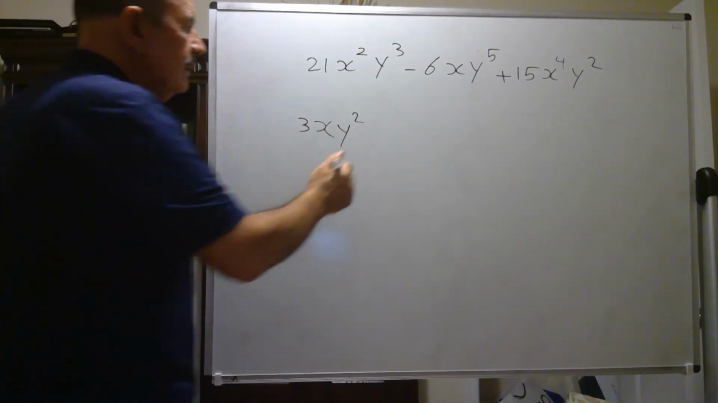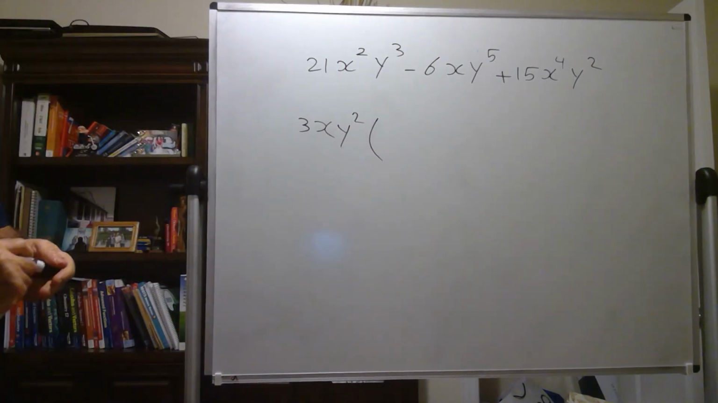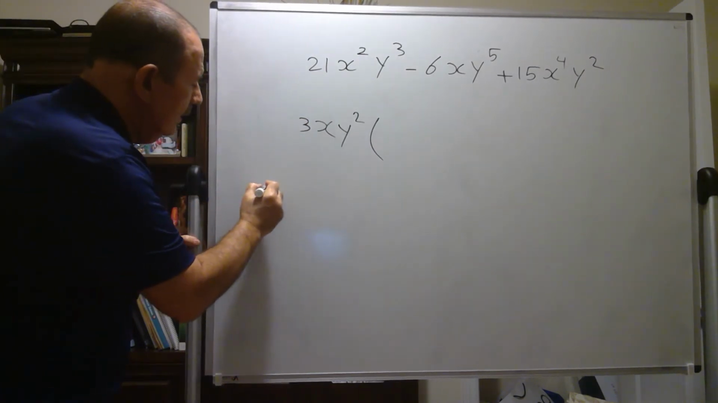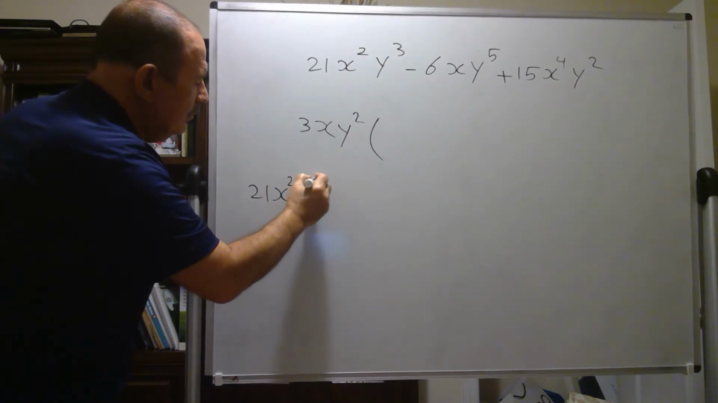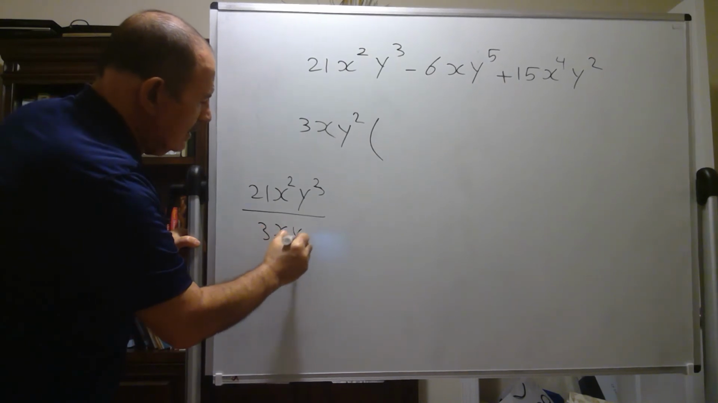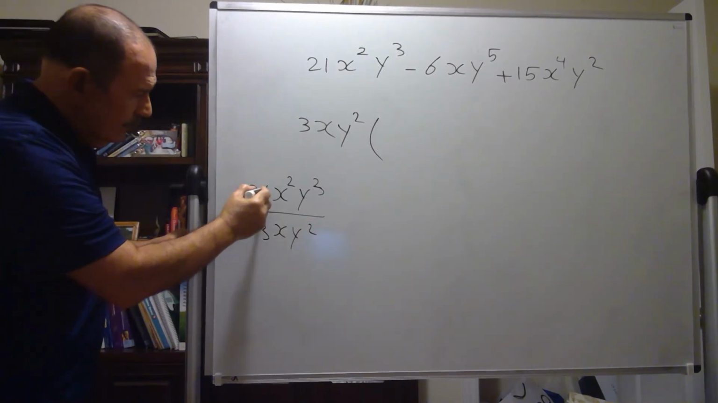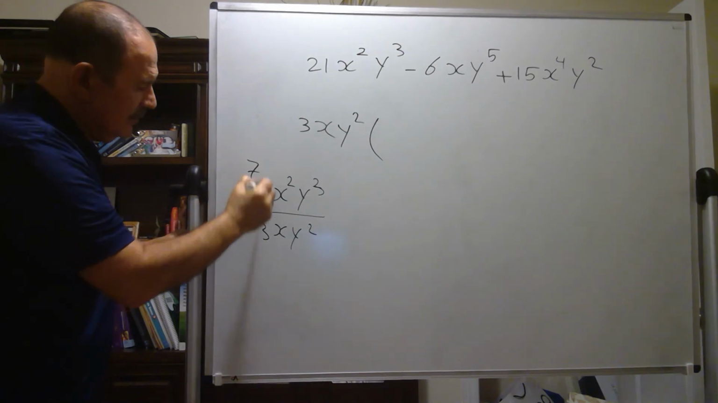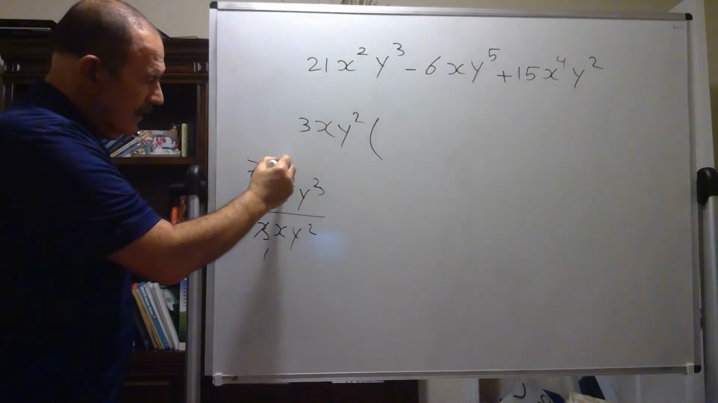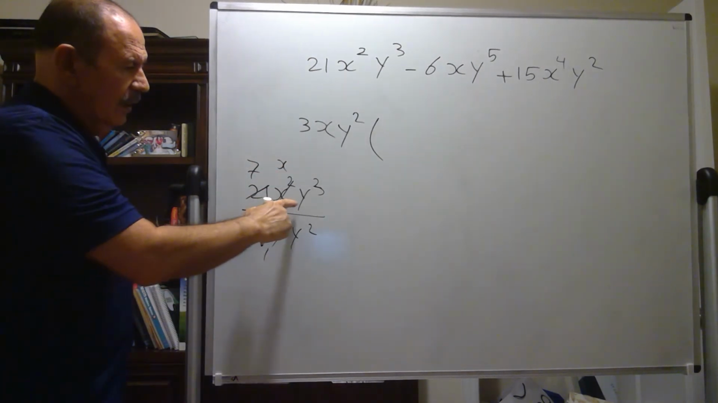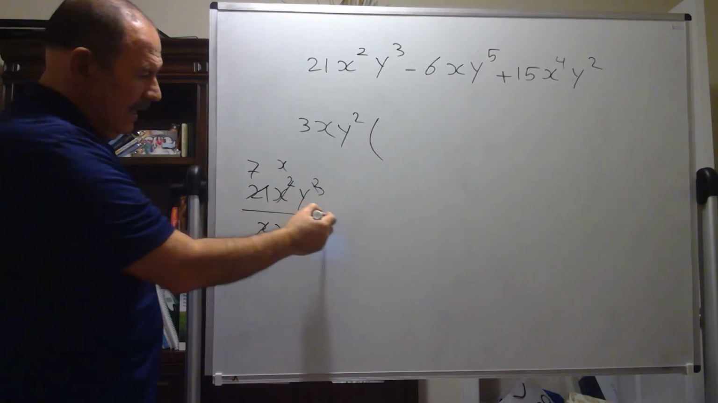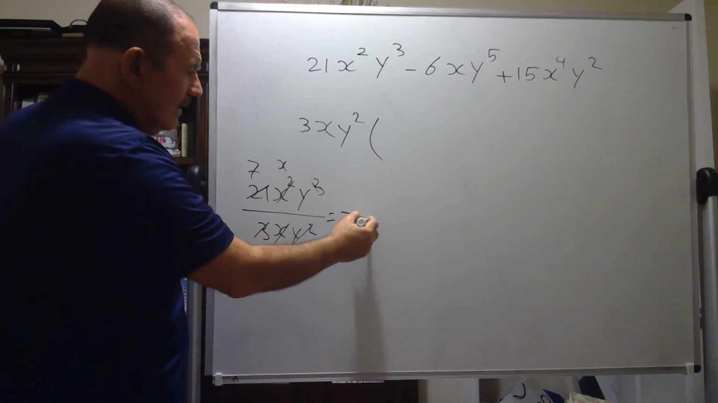Now open the bracket. Divide each of the terms by the GCF. If I divide 21x squared y cubed by 3xy squared, what happens? 21 divided by 3 is 7, 3 divided by 3 is 1. x squared divided by x is x. Y cubed divided by y squared is y. So the answer of the division is 7xy.